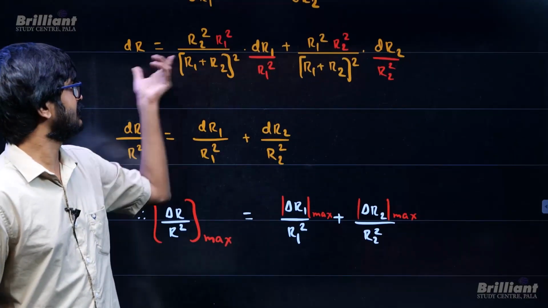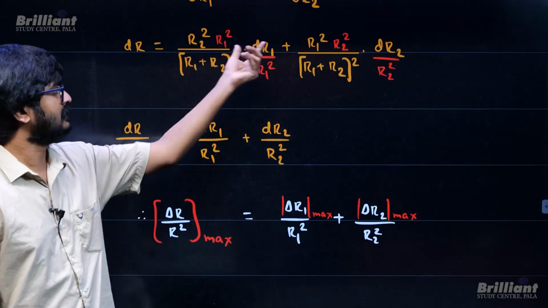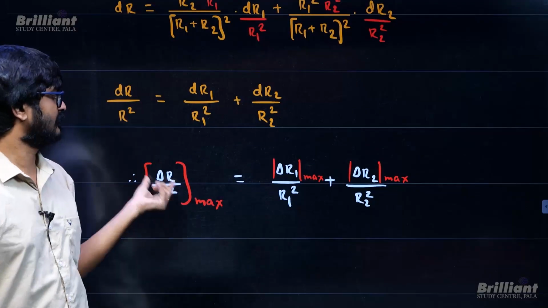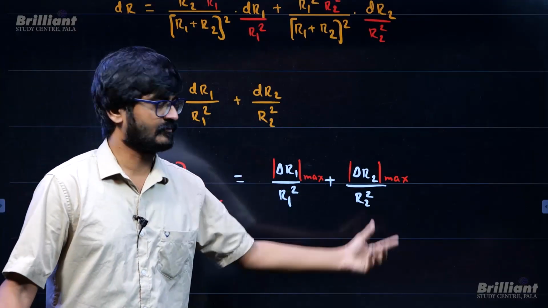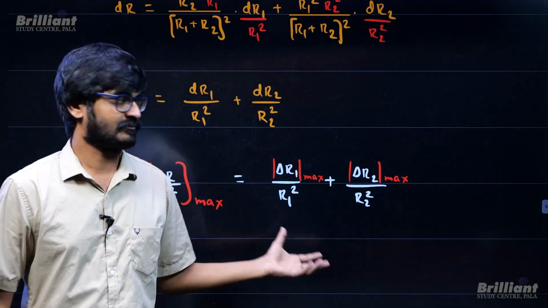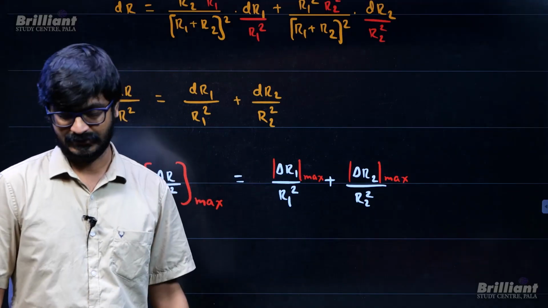Now I am bringing this thing here so that I will get dR by R square equals dR1 by R1 square plus dR2 by R2 square. Again, this maximum error equals this maximum error plus this maximum error. So no matter what the method is, we have to end up with the same result because the end result has to be the same, right? Thank you.